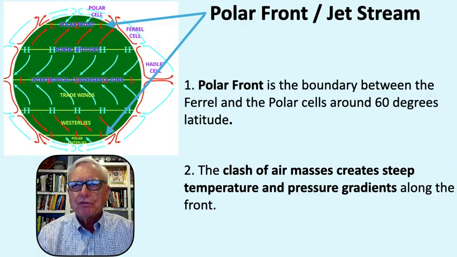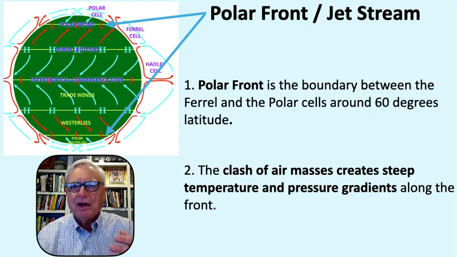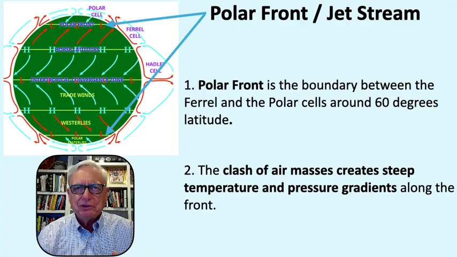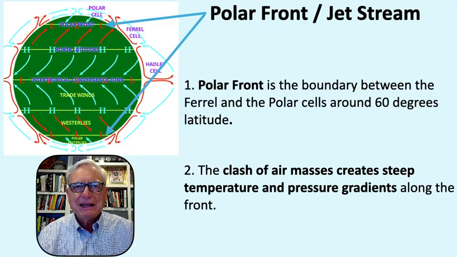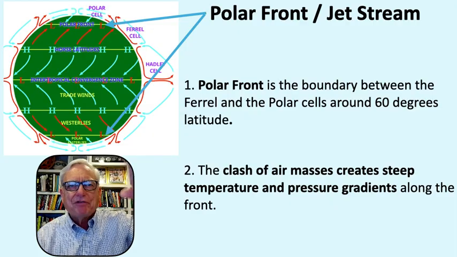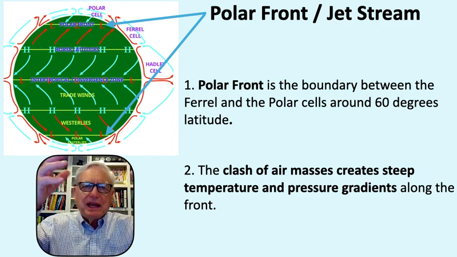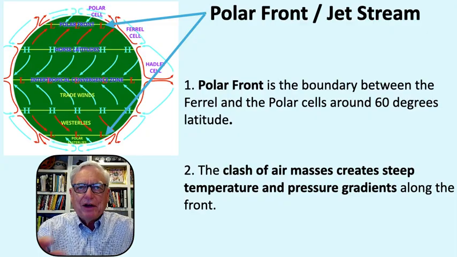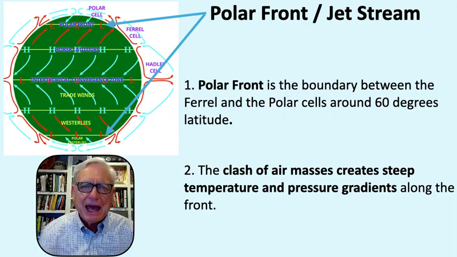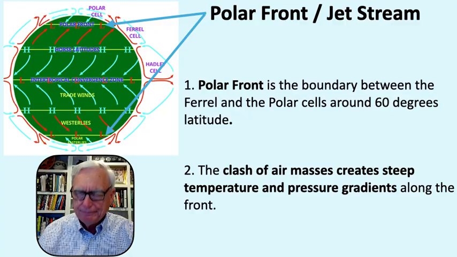So let's get to the polar front now and the jet stream. So the polar front is the boundary between the Ferrel cells and the polar cells around 60 degrees latitude. And you have a clash of air masses that creates steep temperature and pressure gradients along that front. And that's because if you look at the top of the graph up there, you'll see the polar cell, and that's a very cold area coming down, creating high pressure there, which leads then down to the polar front, where it interacts with the warmer air from the Ferrel cells, and it goes up into the atmosphere, and it creates this low pressure area there.